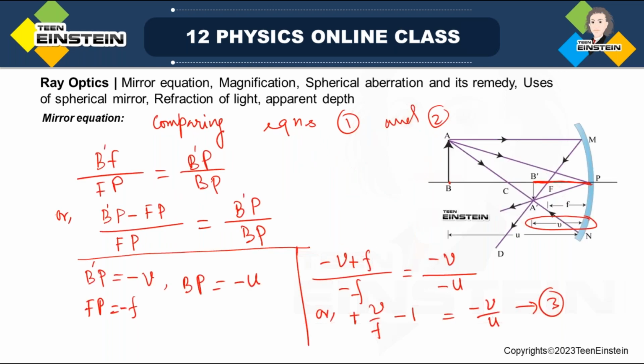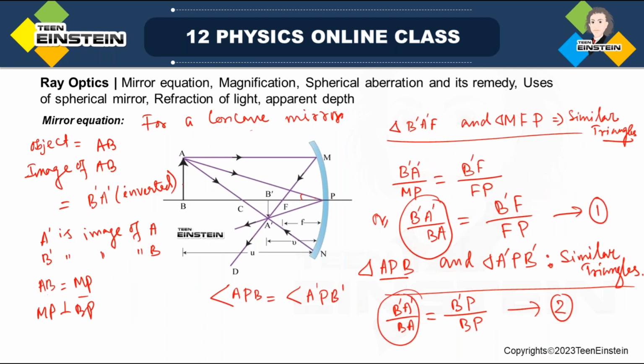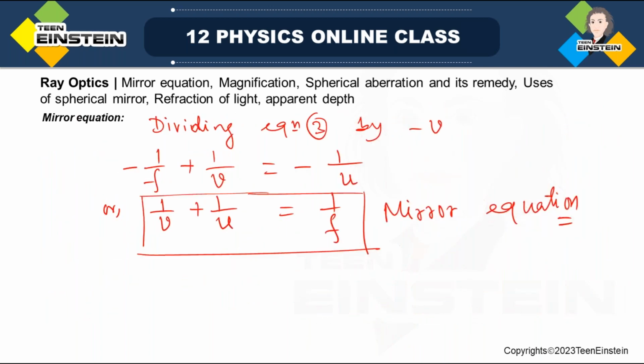Look, this is the particular figure I have used. This is a concave mirror. In case of a concave mirror, we have derived it now. You can do similar geometrical consideration and derive the mirror equation for a convex mirror also. So this is called the mirror equation. The mirror equation is sometimes called the mirror formula also.